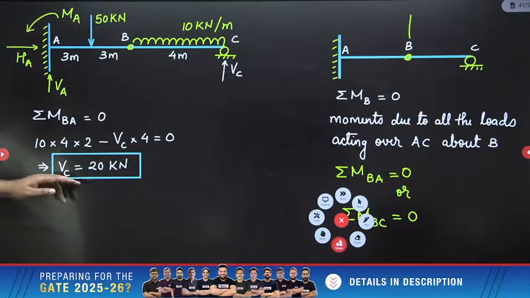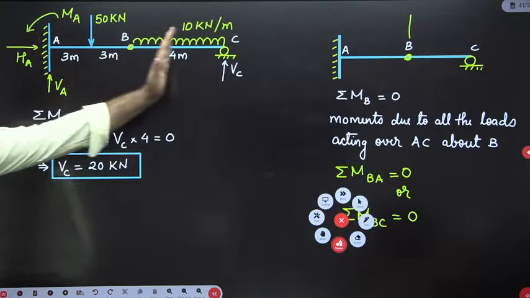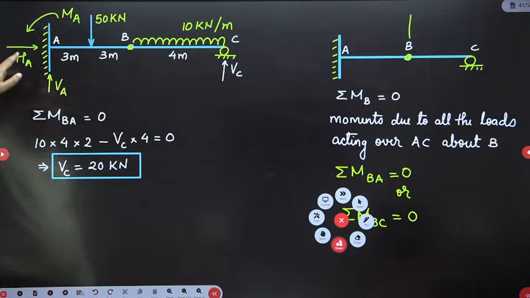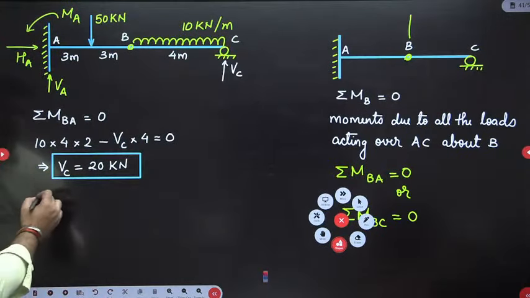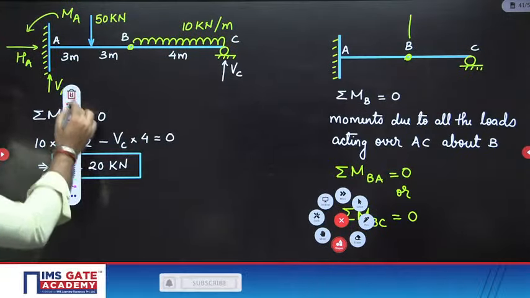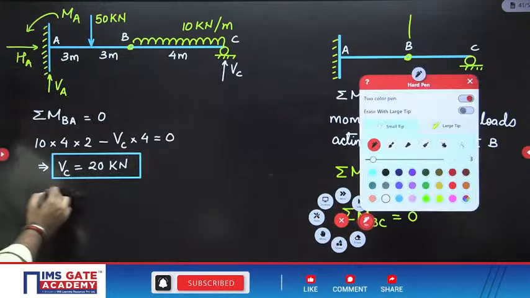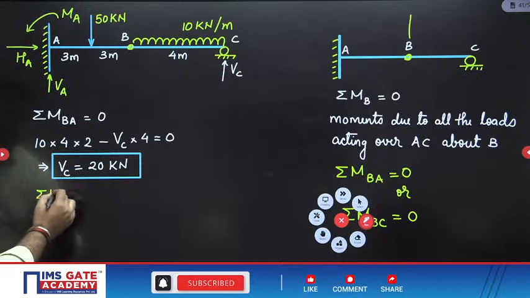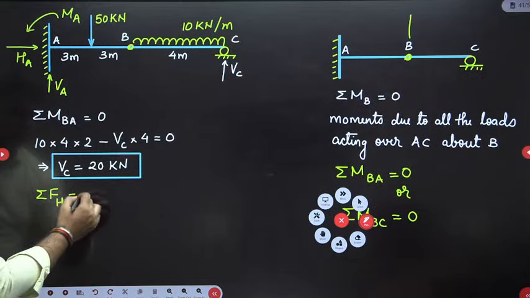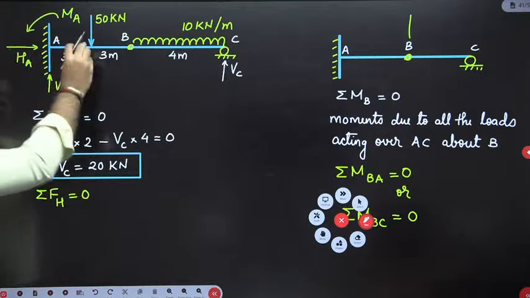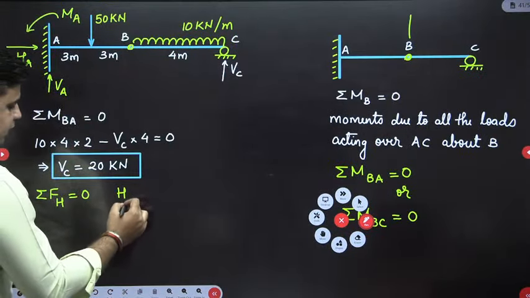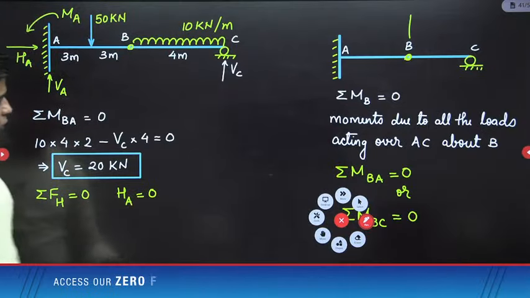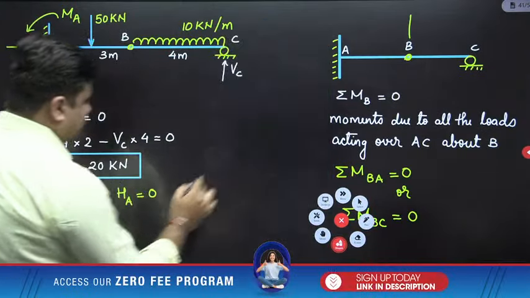Now you need to find out the other support reactions. What you need to do is write down summation of horizontal forces equal to 0. That will give you the value of HA. How many horizontal forces are present? Only HA is present. So HA is equal to 0. The horizontal reaction HA is equal to 0.